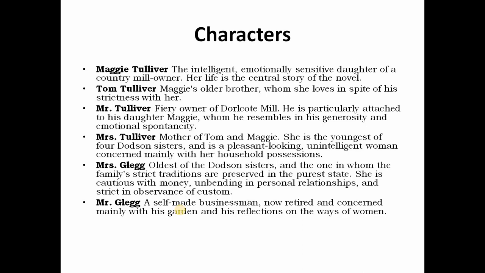Mrs. Tulliver, obviously Maggie's mother. Mrs. Glegg, oldest of the daughters and sisters. Mrs. Tulliver's family is Dodsons. So Mrs. Glegg is sister to Mrs. Tulliver, so she is the maternal aunt of Maggie. She is the eldest of the sisters, and the one in whom the family's strict traditions are preserved in the purest state. She is cautious with money, careful about money, thinks about money too much. Mr. Glegg, a self-made businessman, now retired.